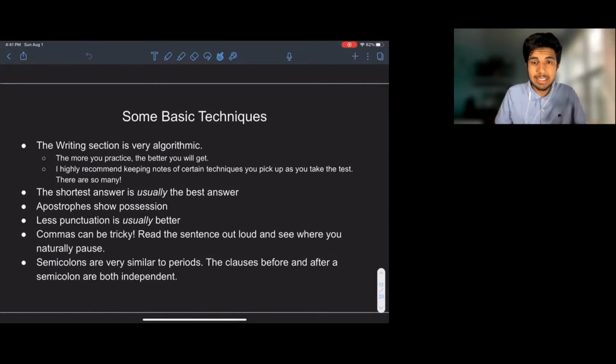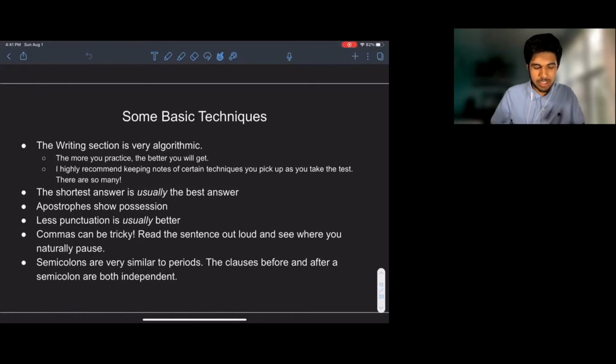So practice. I also wrote that you should be keeping notes of what you're doing during the writing section, so that way you can pick up on some techniques that you use while taking the test. Like I said, there are so many different topics that can be covered. It's very difficult to teach everything, so take your own notes. But with that said, there are some tips that can guide you to the correct answer. This is just based off of a lot of patterns that I've seen, and hopefully they help you out.